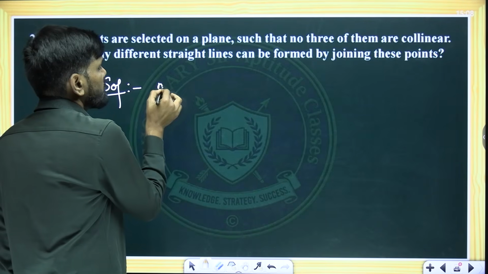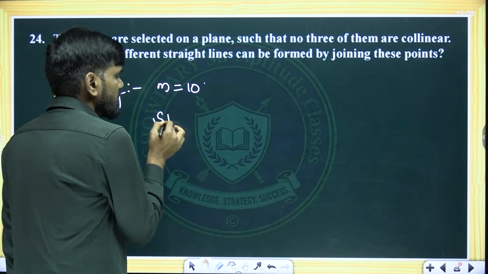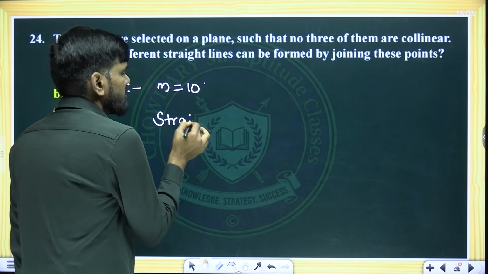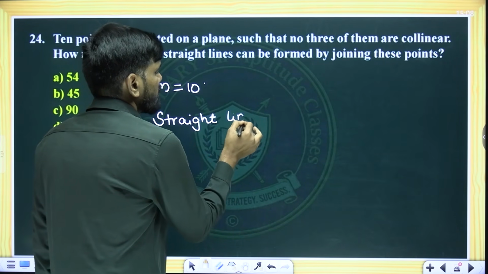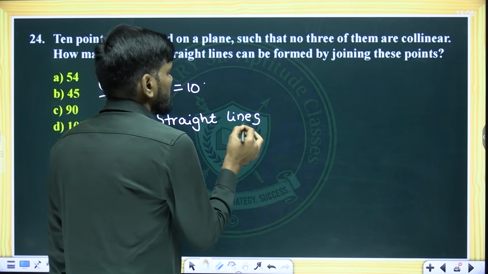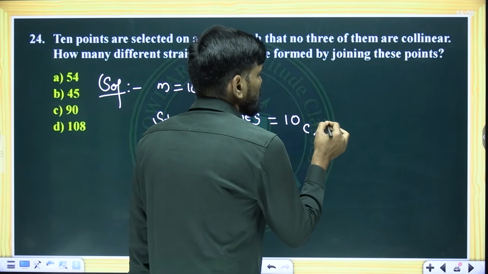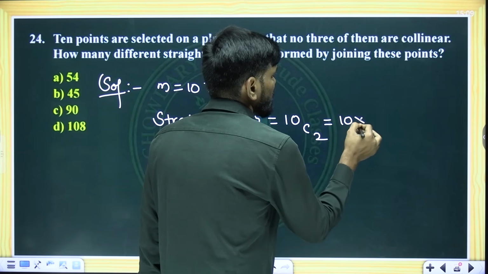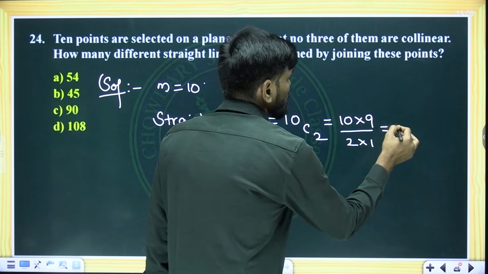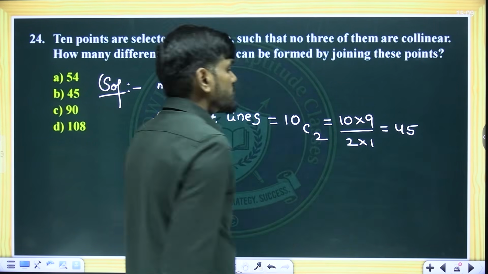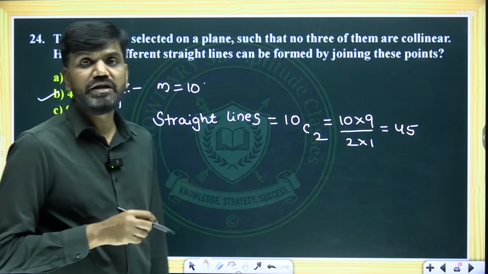So here m is equal to 10. So the number of straight lines is equal to MC2. So straight away that will be 10C2. So the number of straight lines that can be formed is equal to MC2, that is nothing but 10C2. 10C2 is nothing but 10 into 9 by 2 into 1. That gives you how much, dear? 45. So the number of straight lines is 45. Hence it should be option B.